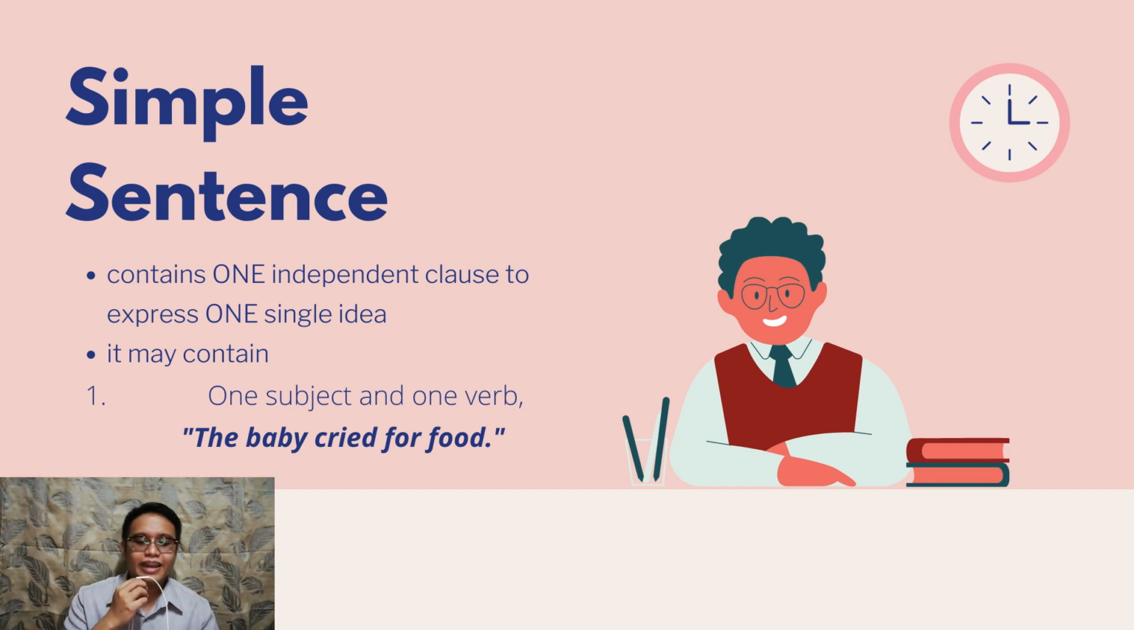That's it. Now, a simple sentence can contain four things. Number one, it can contain one subject and one verb. Let's say for example here, the baby cried for food. Now, one subject, that's baby, and one verb, that's cried. It can be like that. Or, it can also be like this.